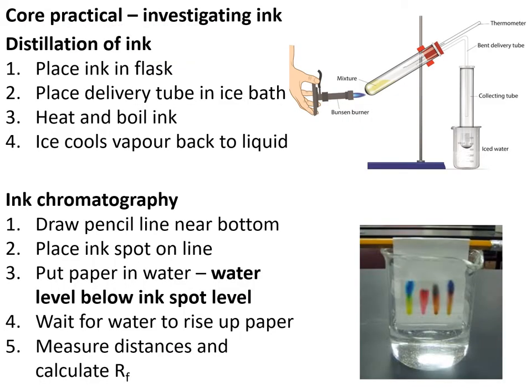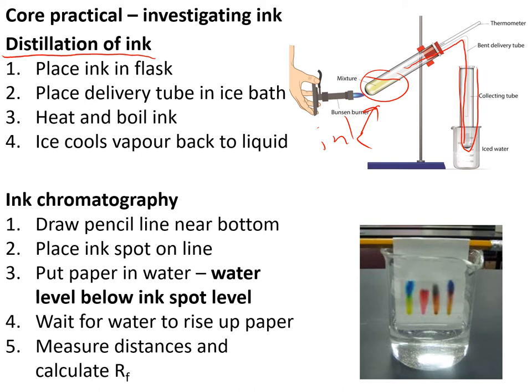We did a core practical with this, so we investigated ways to separate ink. One of them was a simple distillation, so we didn't use all the fancy condenser and things. We used a setup that does the same job, so we just had a delivery tube coming out of a test tube and going into a beaker of ice. And so we put some ink in the bottom here. It was black ink, I think, was the one that we used. So we put some black ink in the flask. We heated it, passed the vapours into that ice bath, and the ice condensed the vapours back to a liquid.